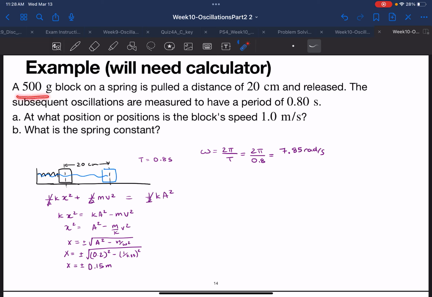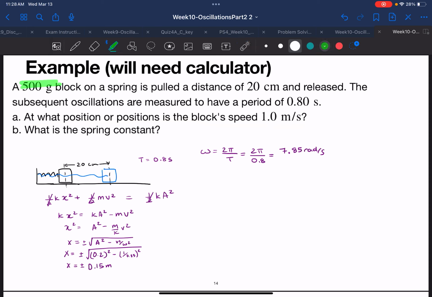So in this case, a 500-gram block on a spring is pulled a distance of 20 centimeters and is released. The subsequent oscillations are measured to have a period of 0.8 seconds. At what position or positions is the block speed 1 meter per second?